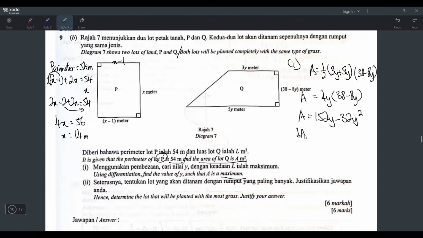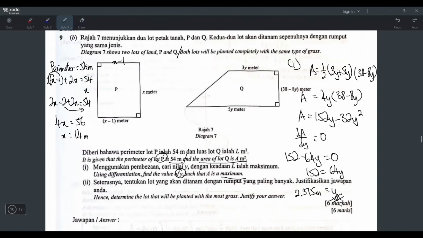So now we just do dA/dy equals 0. Okay, because it's A in terms of y. Differentiate this, you will get 152. Differentiate this, 2 times 32 is 64, and then power minus 1, y equals 0. Now you can find your y. Try to make it positive by moving the 64 here, and then y equals 152 divided by 64. And I can write in decimal, 2.375 meters. So what do they want? The value of y such that A is maximum. So that's the answer. That's the value of y.